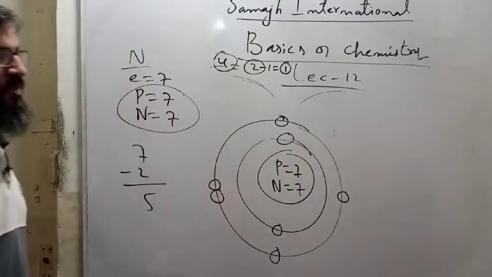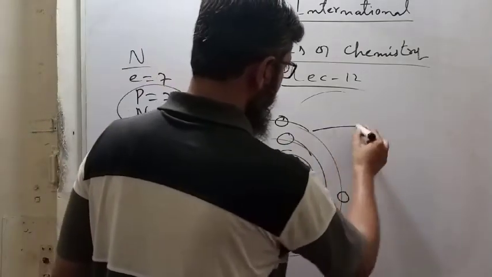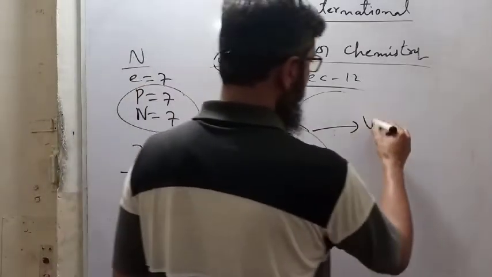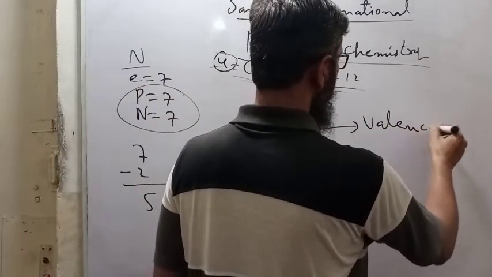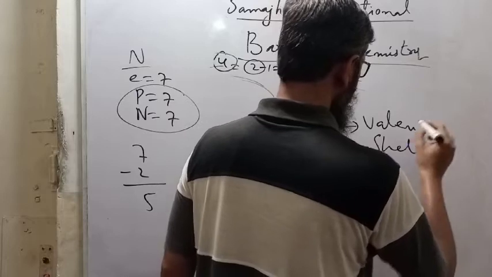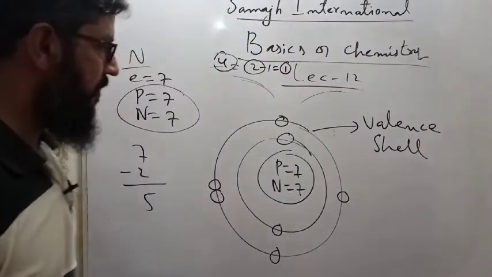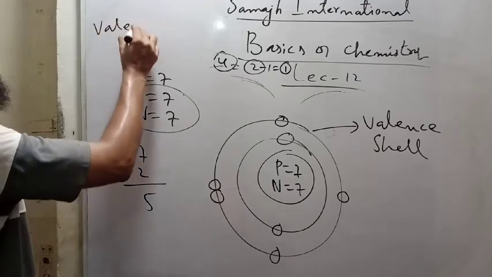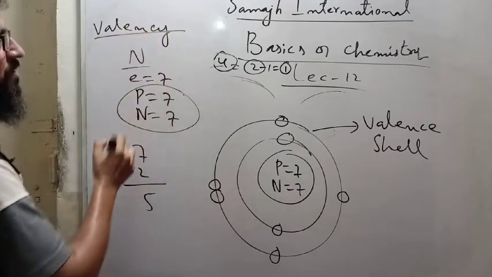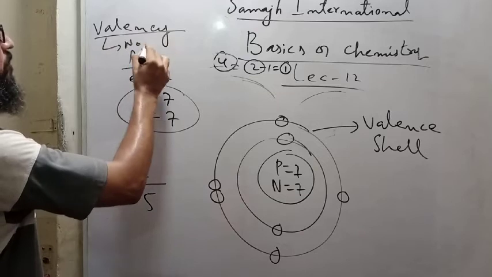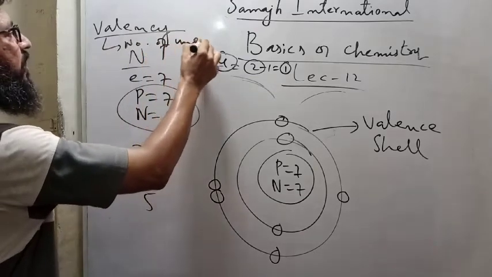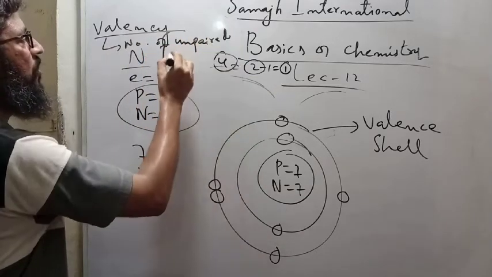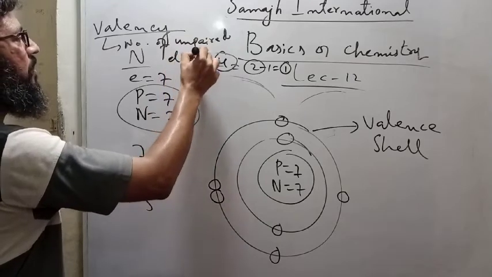Be careful about it, that this last shell is actually called the valence shell. Valence shell. And the number of unpaired electrons is called valency. Valency. What is this valency? The number of unpaired electrons in the valence shell or in the last shell.